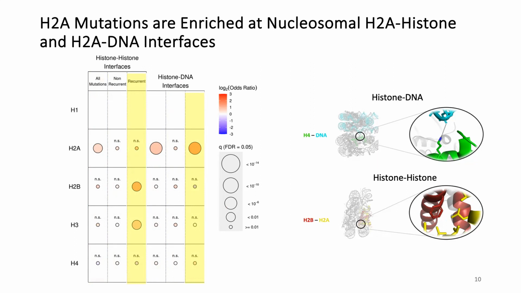And so from this analysis, we found that histone missense mutations are enriched at H2A histone interfaces, as well as H2A DNA interfaces inside of the nucleosome, which is rather interesting. We haven't quite interpreted what this could potentially mean, but it could be debated that H2A histones are generally the most structurally diverse of all of the core histones. So there could be something there. We've also found that recurrent mutations are enriched at H2A DNA interfaces, as well as H2B histone and H3 histone interfaces.